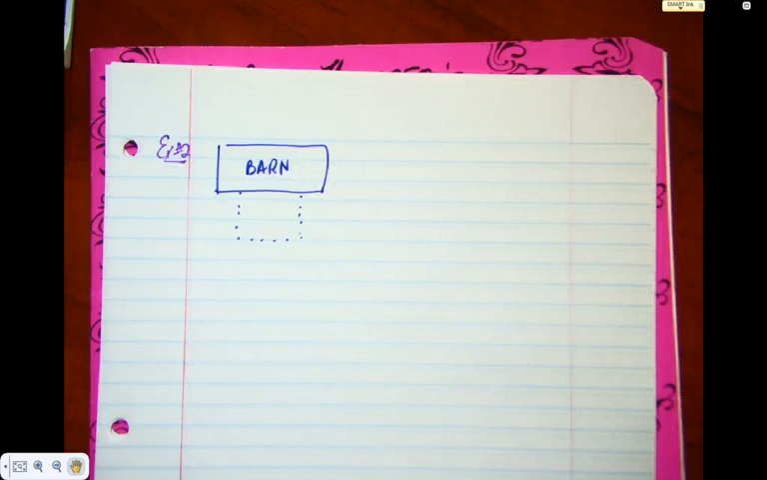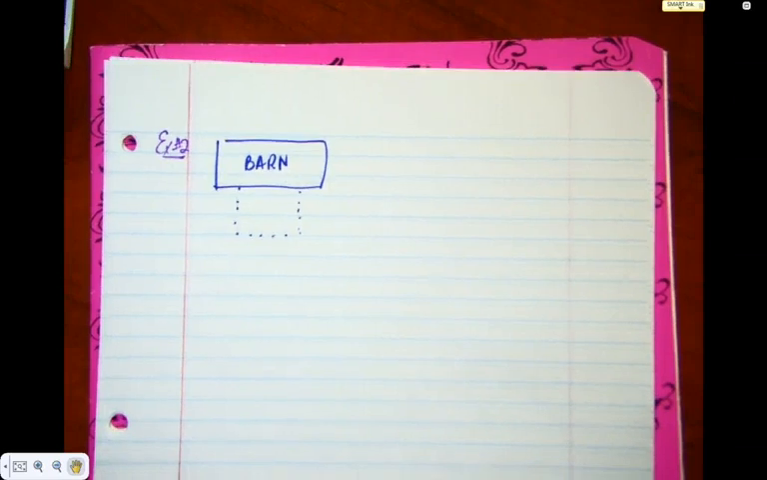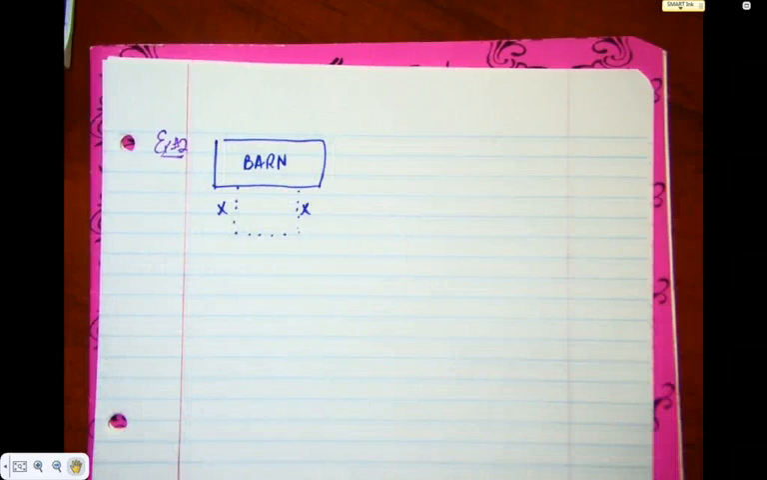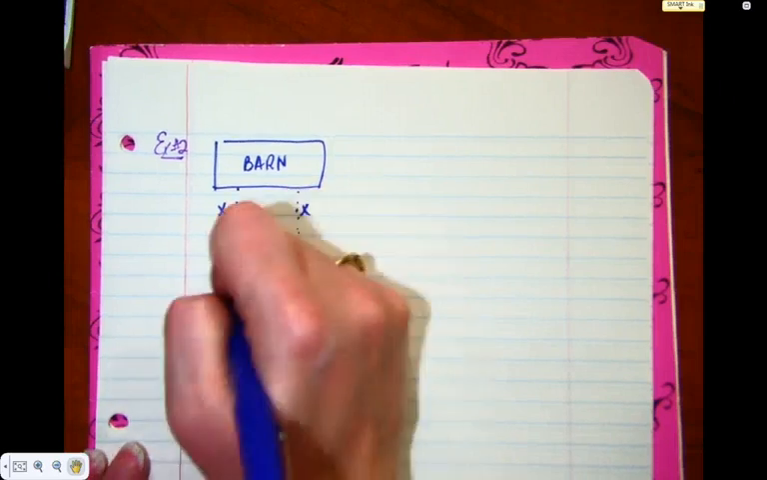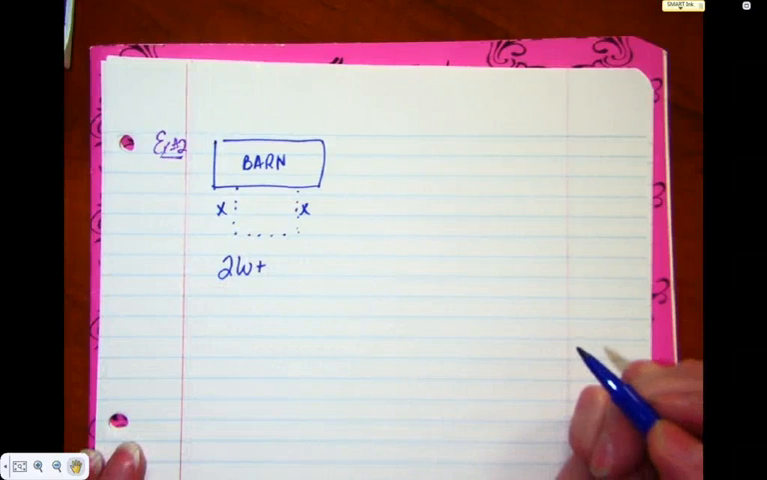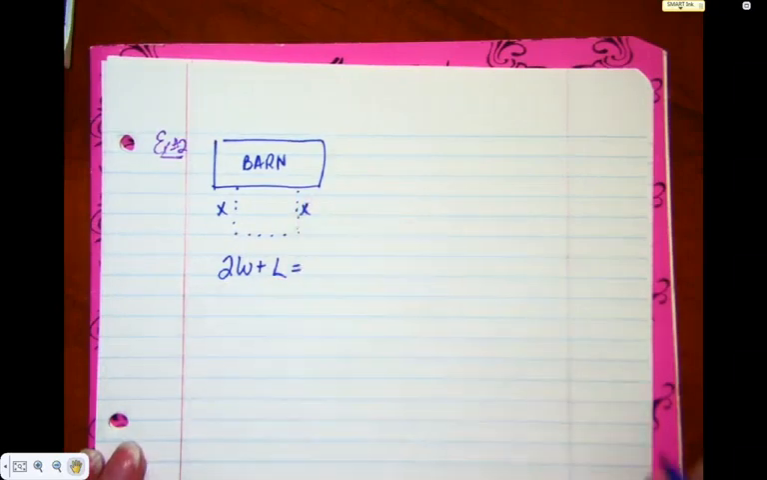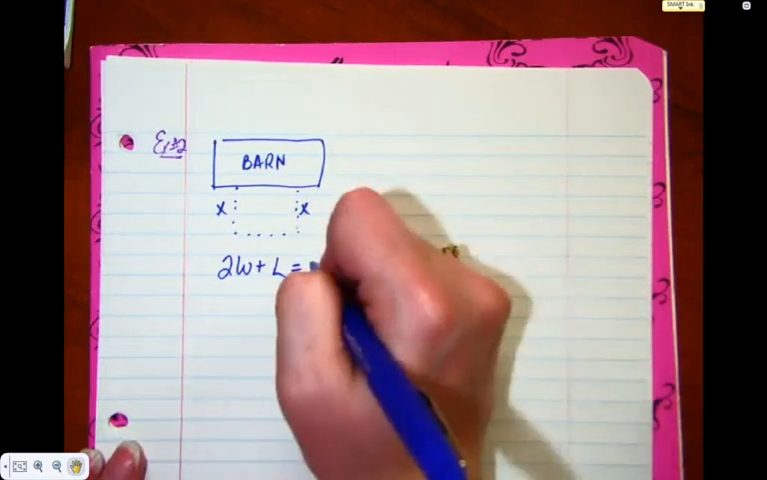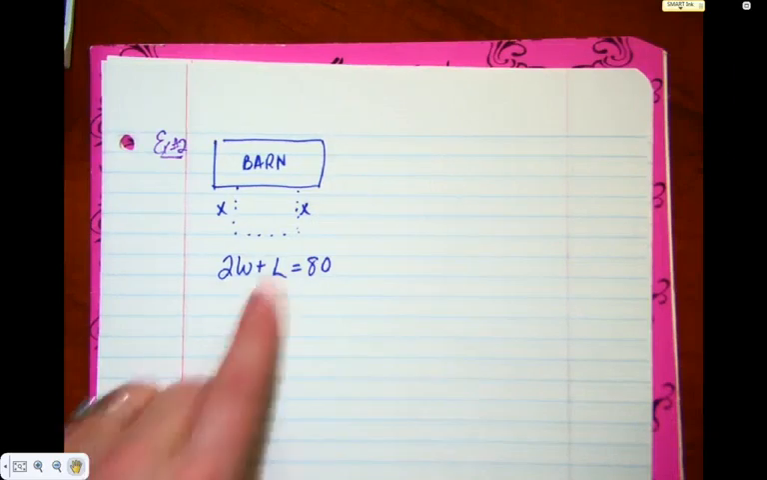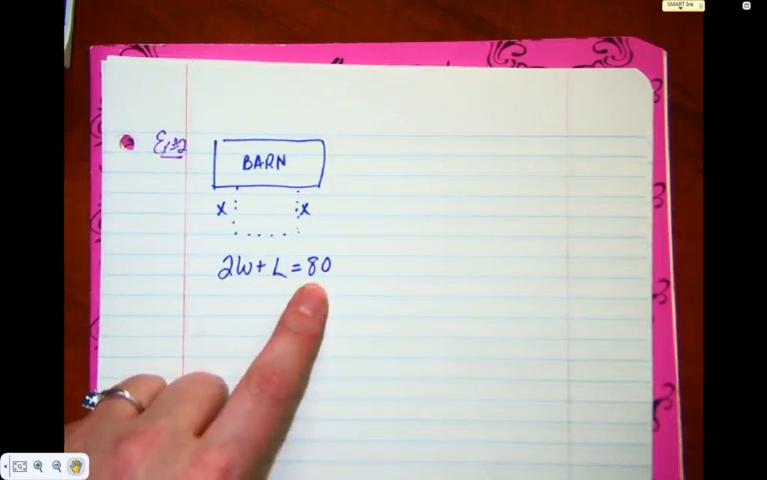Right now, what's the only difference between these 2 questions? The number of sides. That's all that's different so far. Pick something and call it x. I usually go with the width, but it doesn't matter. You can call it the length. The perimeter is going to be 2 widths plus 1 length equals 80. The only difference so far is we don't have 2 lengths, and instead of 40, we have 80.